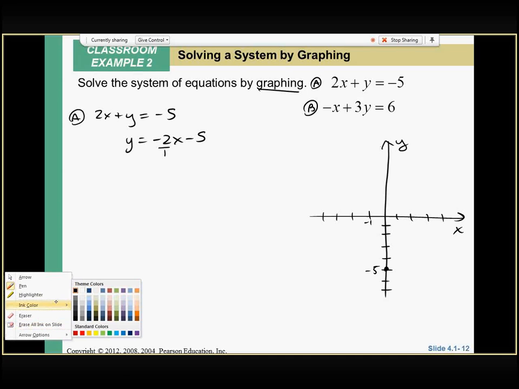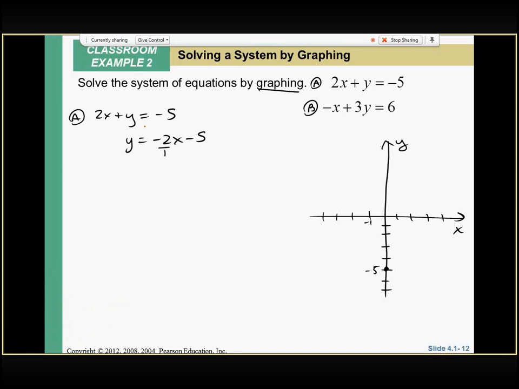All right, let's do this in a different color. Let's say this is orange. I start off at -5, I'm going to go down 2, right 1, or I can go up 2, left 1. So I have now this line here, and I'm hoping this turns out because I didn't use a nice graph.